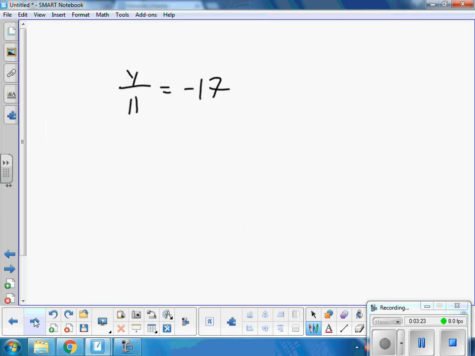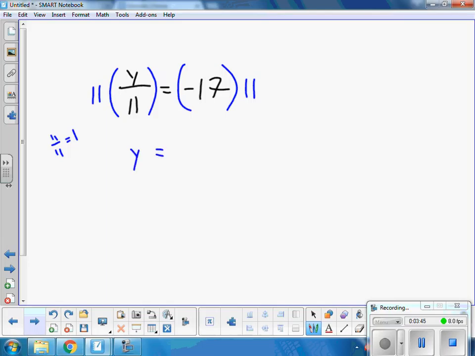Let's look at this next one. So it's look at the side with the variable. I see that I'm dividing by 11. So really what I have here is dividing by 11, so I'm going to multiply, which is the opposite of dividing. I see 11, so I'm going to go with 11, because 11 over 11 equals 1, and that's what I want. I just want 1.